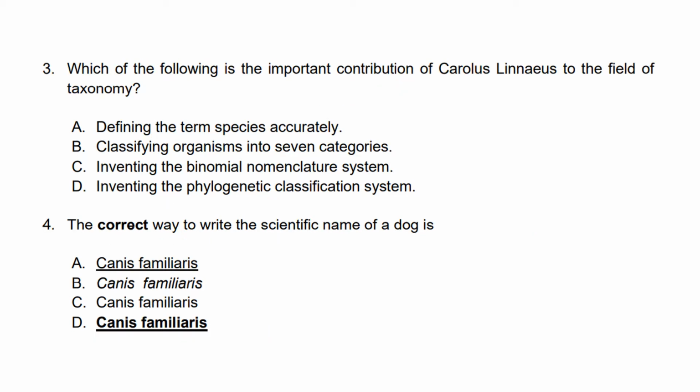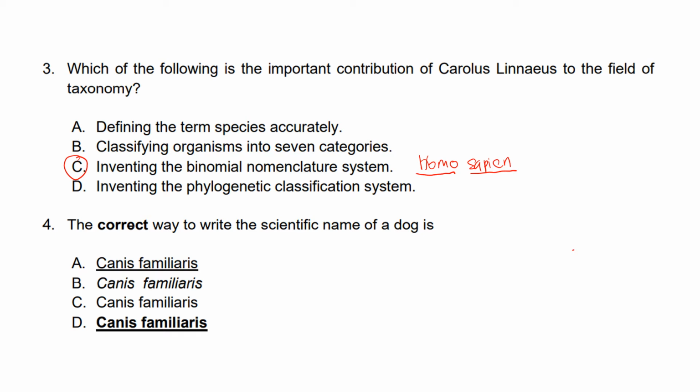For question number 3, which of the following is the important contribution of Carolus Linnaeus to the field of taxonomy? The answer would be C. He invented the binomial nomenclature system, in which every organism has a 2-part scientific name. It consists of the genus and the specific epithet, for example, for human it is Homo sapiens. If this scientific name is handwritten, it must be underlined, usually separately. If the scientific name is typed, it should be in italics.